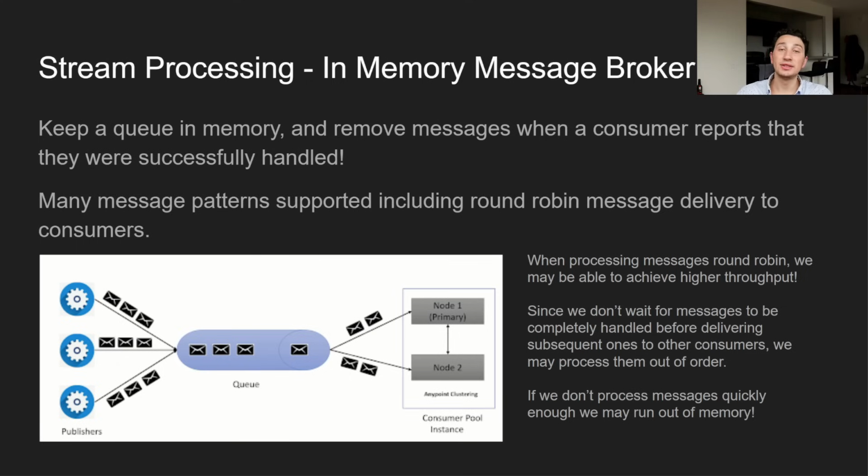Now the nice thing about that is that it allows us to get a lot of throughput because now we have multiple consumers who can be handling messages at a time. Some of the cons are that we aren't necessarily processing all of these messages in order.